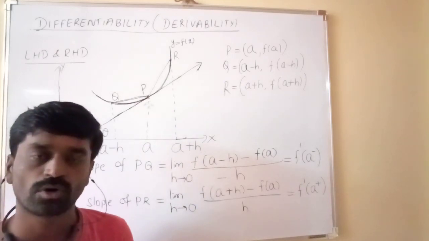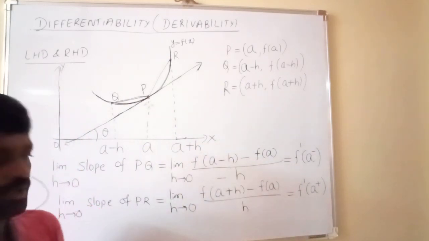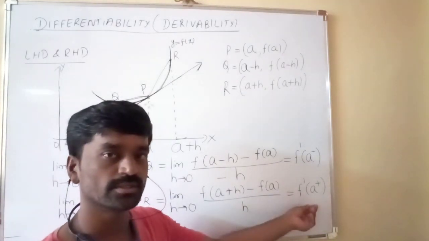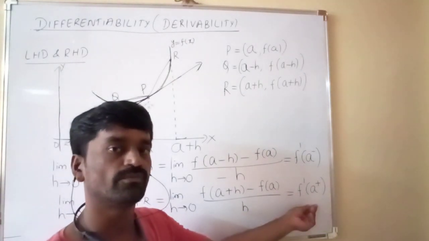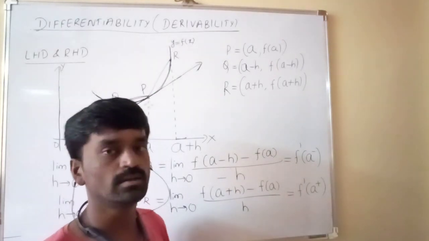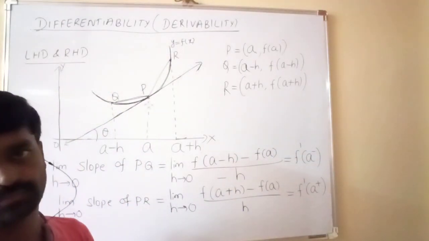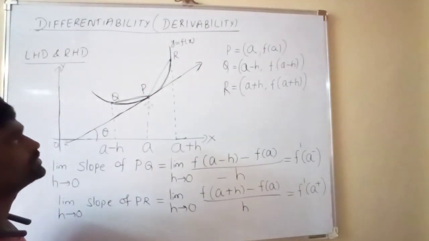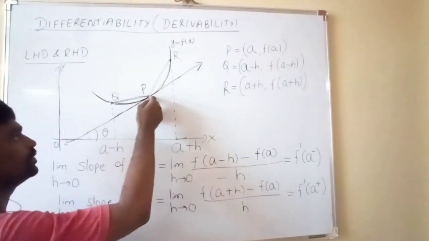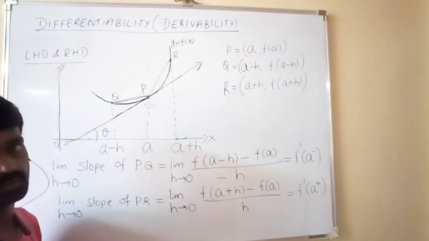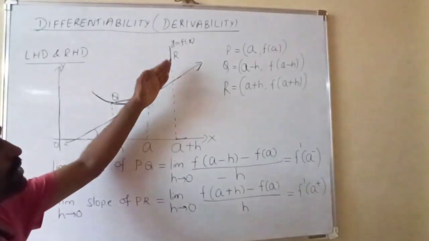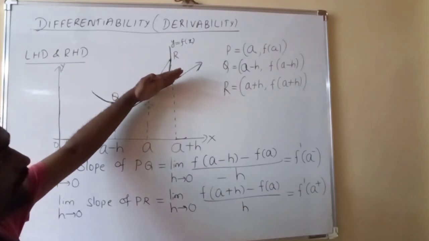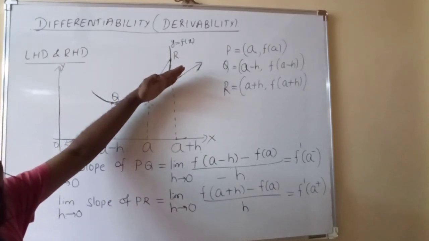Right hand derivative of f at x is equal to a. In this case, if this limit exists and is finite, then the function f is called a right differentiable function at a. So what is its geometrical meaning? When h tends to 0, the point R is going to come close to P. Then the secant line becomes the tangent, the right tangent at P.